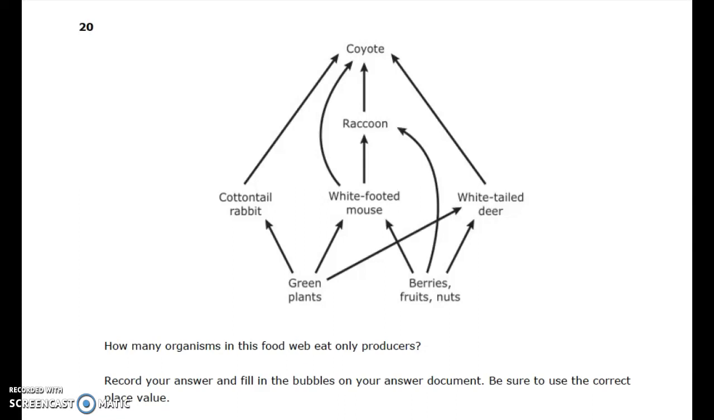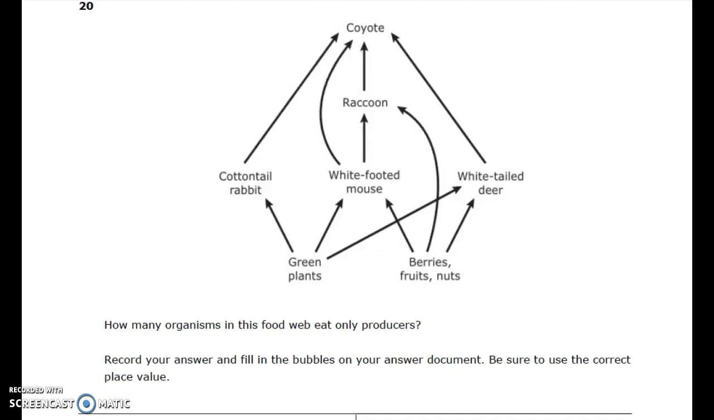Number 20. How many organisms in this food web eat only producers? Record your answer and fill in the bubbles on your answer document. Be sure to use the correct place value.